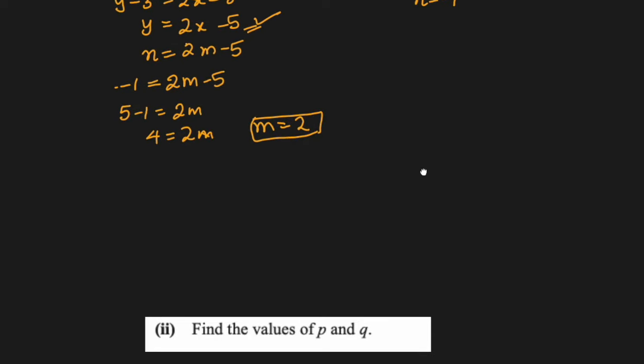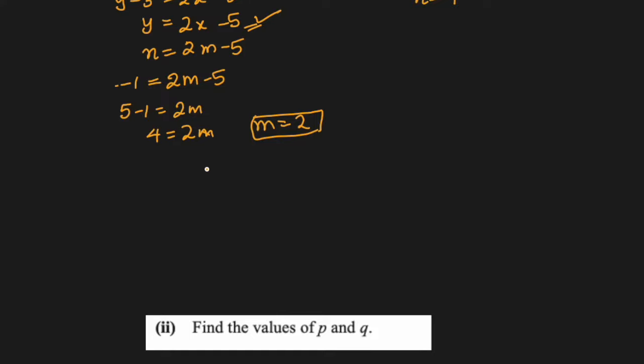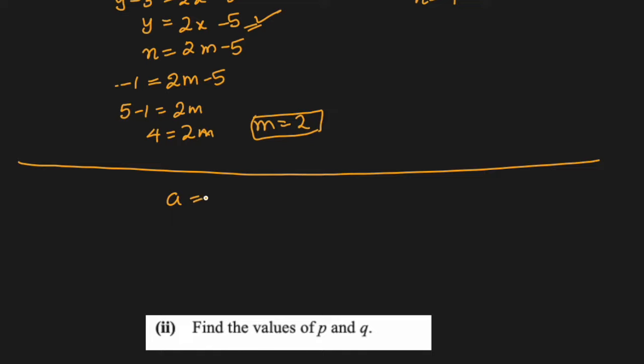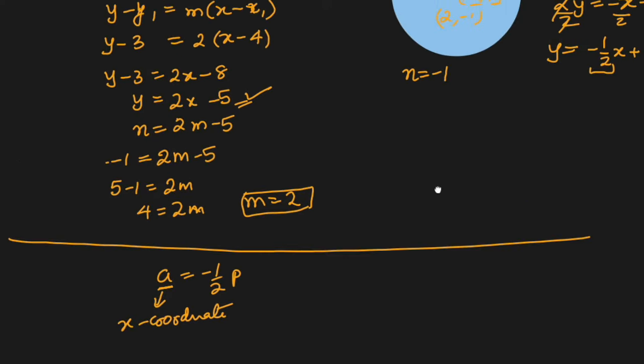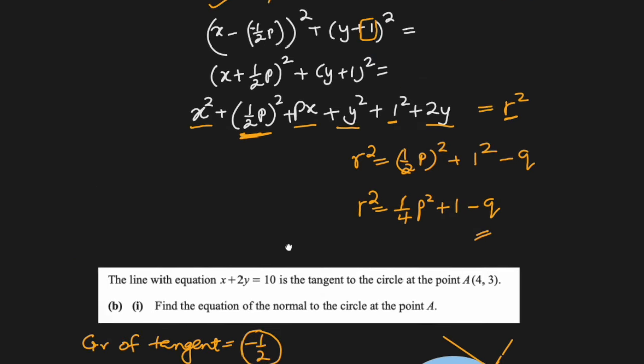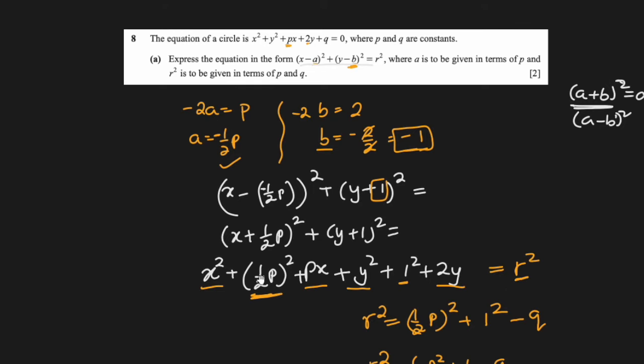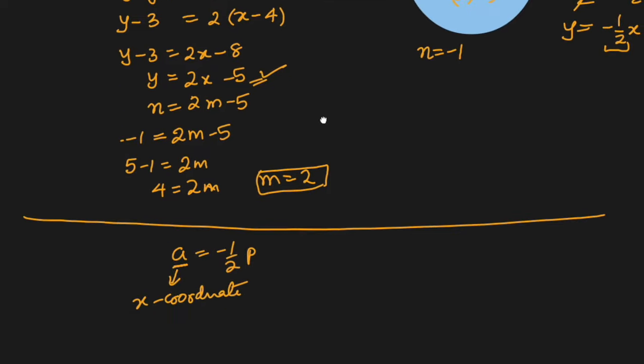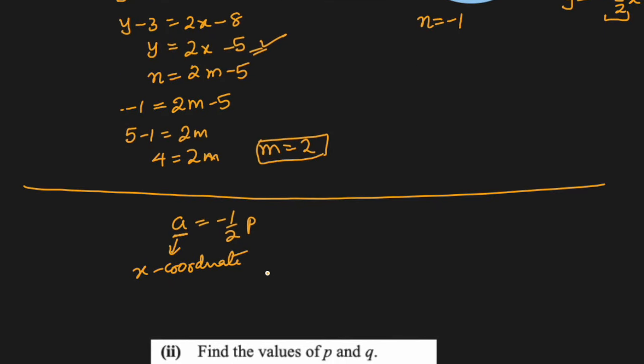So we know that A was minus half P, and A is nothing but the x coordinate of the center. The x coordinate of the center, we just got it, 2. Let me confirm once more. X minus A, yes, A was the center, so 2. This is actually the value of A. So we'll write 2 is equal to minus half P. So P comes out to be 2 times 2, 4, negative 4. P equal to negative 4.